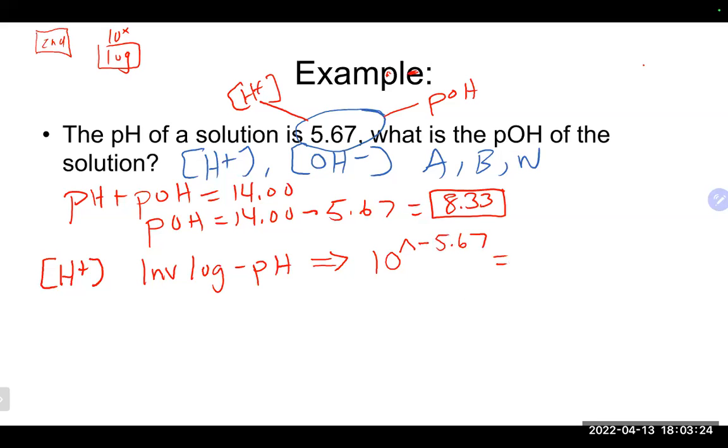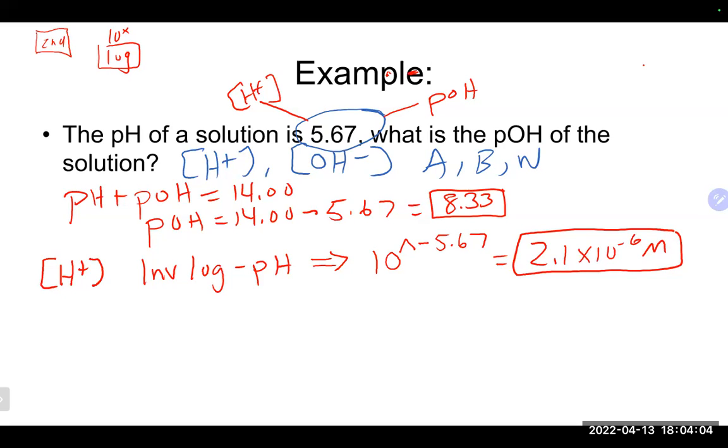And if you have a non-display calculator, you do need to start with the number. So you would need to start with 5.67 and make it negative, and then hit shift log if you have a non-display calculator. If display calculator, you can punch it in exactly like it's written. And if you do that, no matter which calculator you're working with, negative 5.67, you will end up with 2.1 times 10 to the minus 6, and this would need molarity as it is a concentration here.